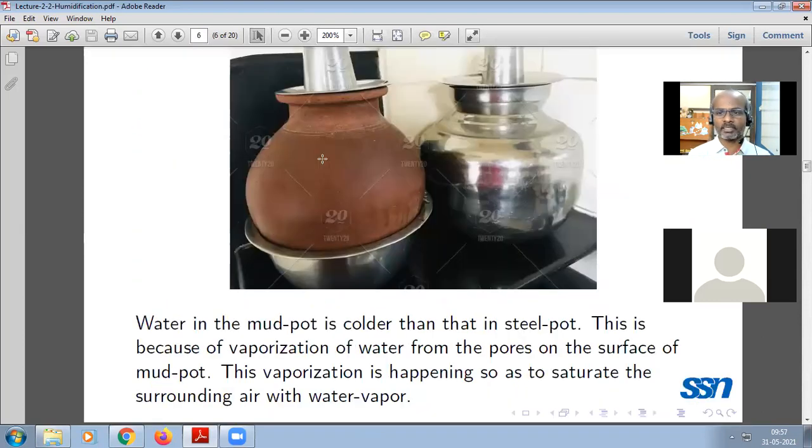So what is happening in the mud pot and this steel pot? The difference of temperature in the summer will be much appreciable. The steel pot water may be around 35 degrees Celsius, whereas in the mud pot you will see around 28 degrees Celsius. Definitely the water is chilled in comparison to the steel pot. Whereas if you notice the same thing in cold weather, like in the winter season, if you take the water from either the mud pot or the steel pot, you won't see any appreciable difference. Can any of you see the reason for that?